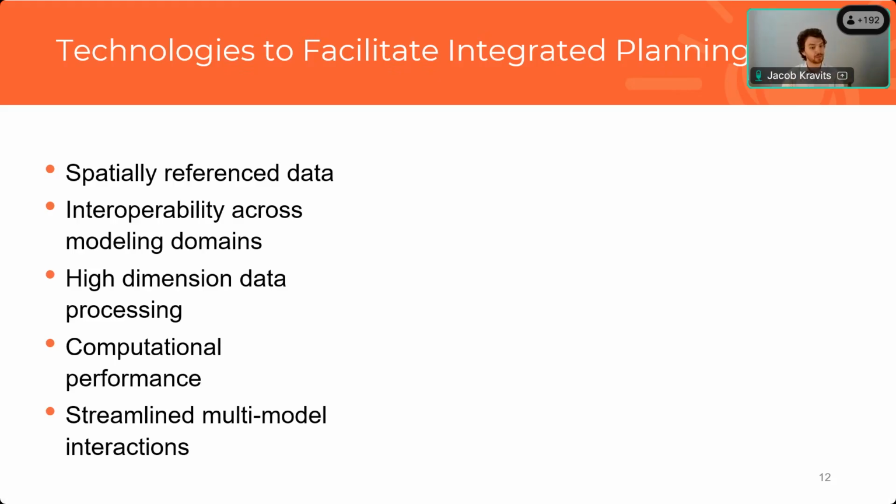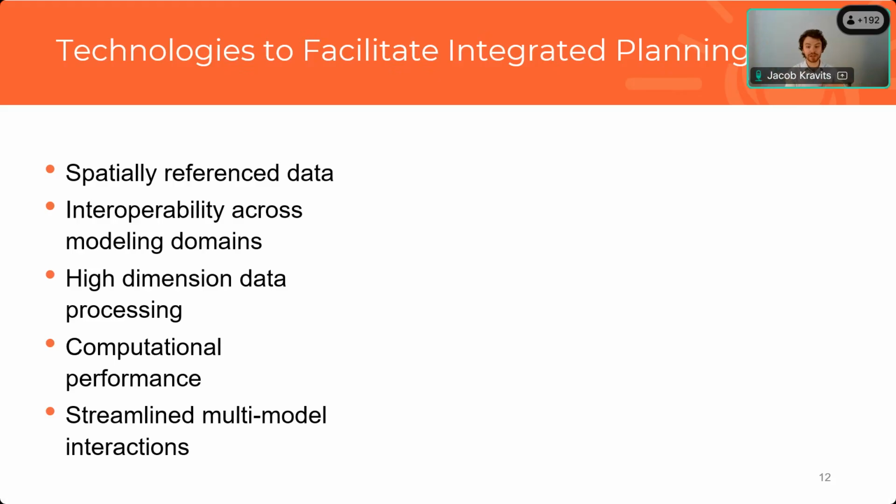And Aaron talked about this with cloud computing and parallelizability of these workflows, right? Sometimes these workflows are very expensive, and we need to think about ways to speed them up so they can actually be run in tractable amounts of time. And that last point about streaming multi-model interactions, right? Today, that usually either looks like a middleware, so it's a software that's connecting different software, or maybe it's a new single software that contains multiple modeling domains.